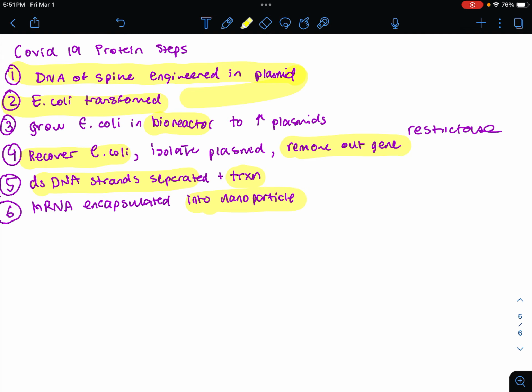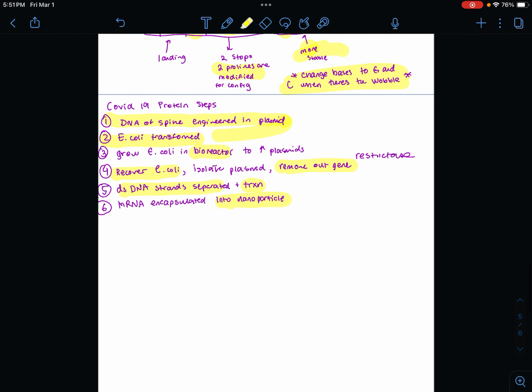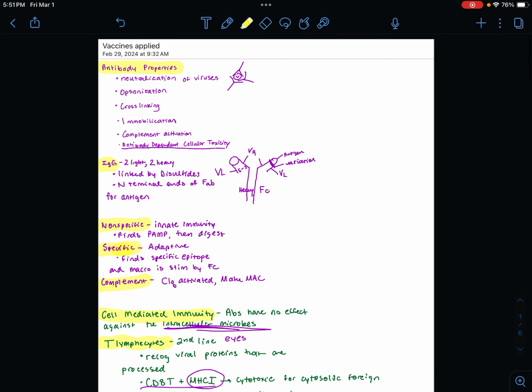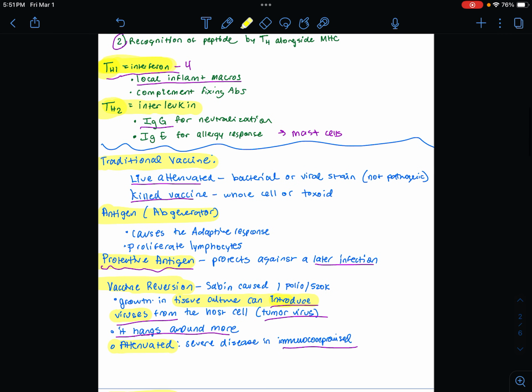All right, that's going to be all the notes for the vaccine version of the slides. And the test is Tuesday. Please do something nice for someone, and have a good one.